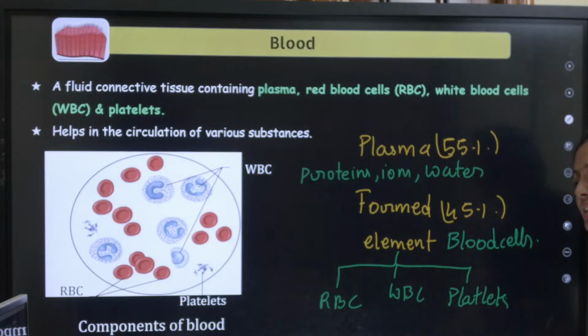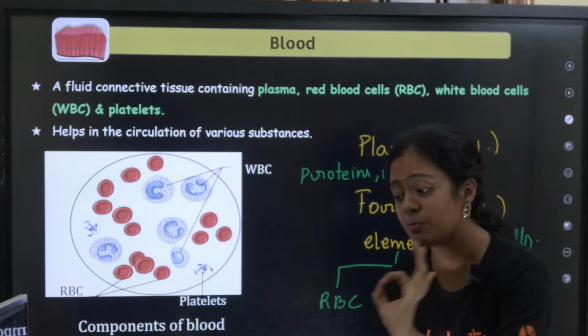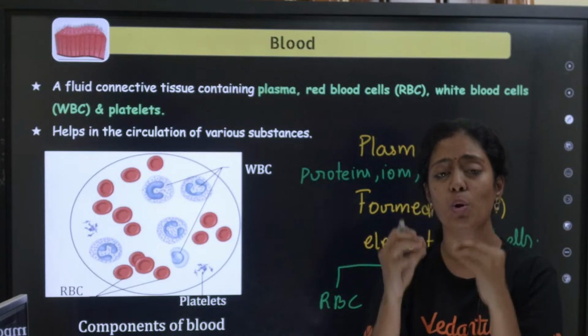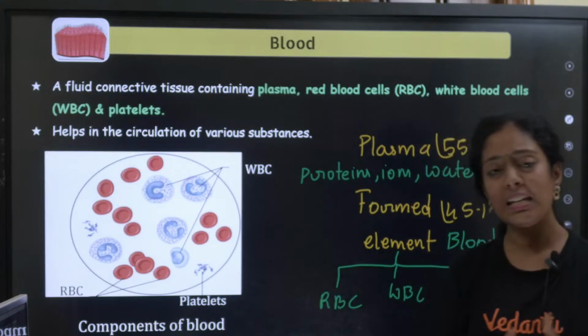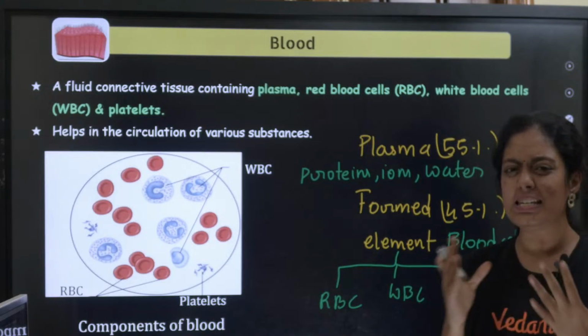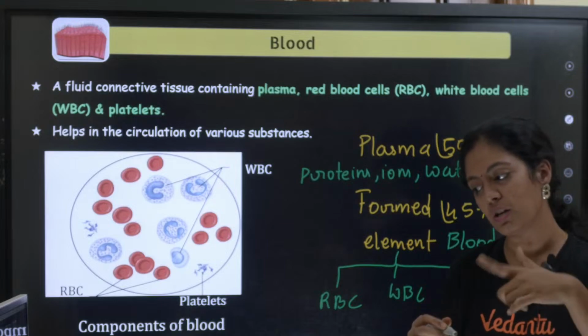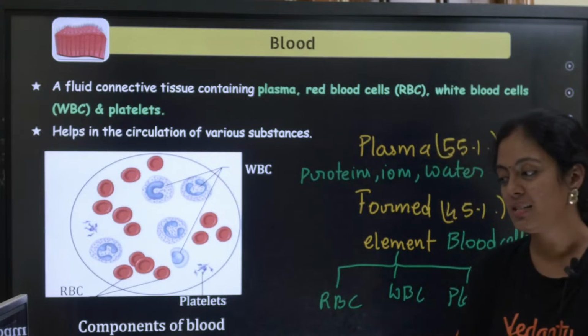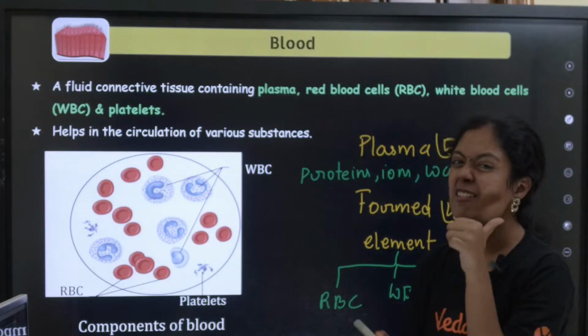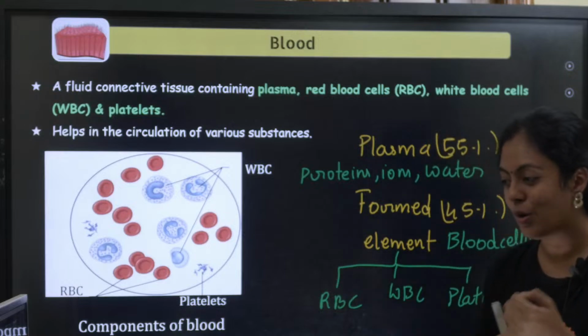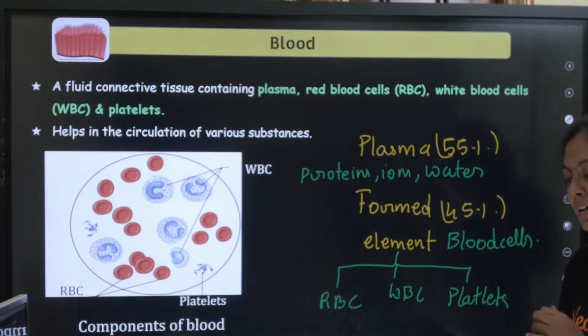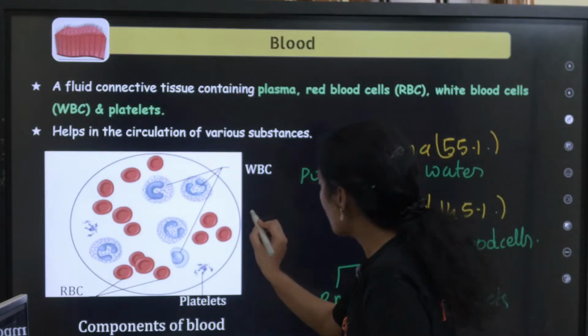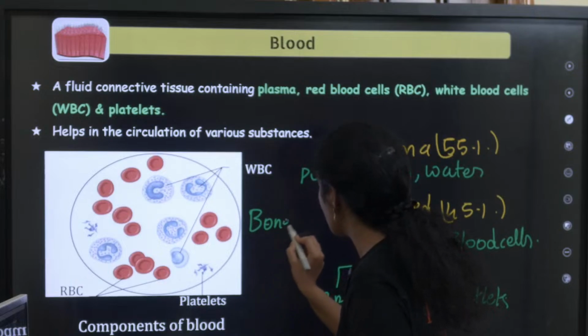Can anyone watching this live tell me where these blood cells are produced? Anybody? At least one of you? It's a very easy question, because I taught this in Body Fluids and Circulation. I had discussed this. All of you watching live, please like this live, just help me with that. Yes, these blood cells are produced in the bone marrow.